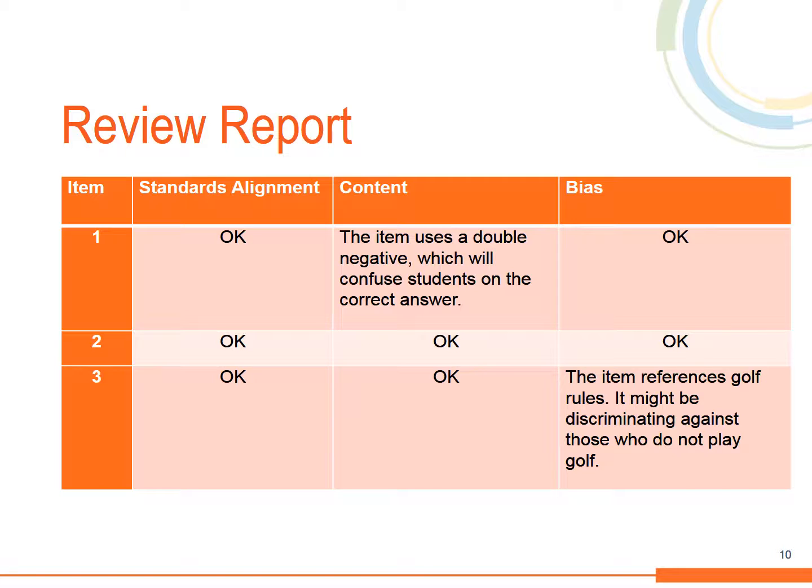Items 1 and 2 looked fine, but item 3 referenced golf rules. This might be discriminating against those who do not play golf. This isn't a golf test, so students shouldn't be graded on whether or not they know the rules of golf. If that's going to get in the way of them performing the best in this assessment, then that probably should be revised.